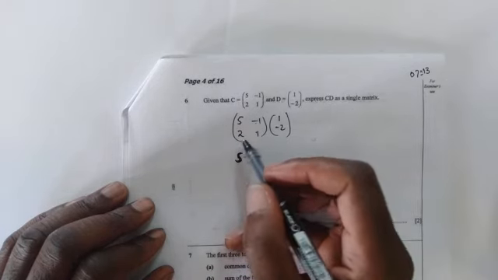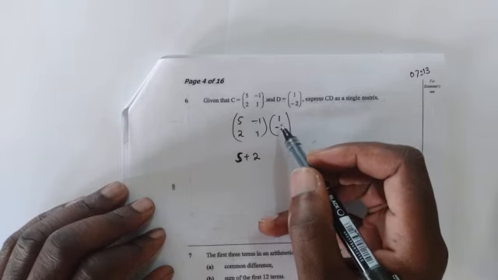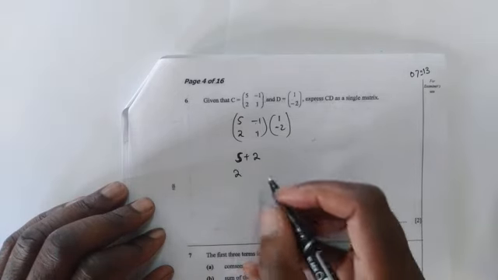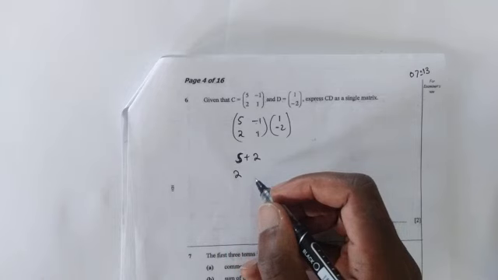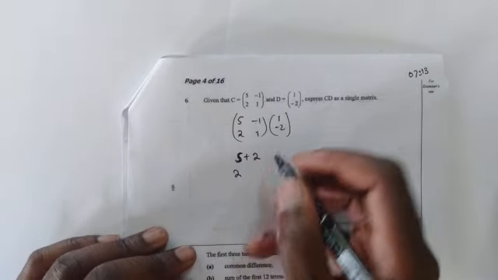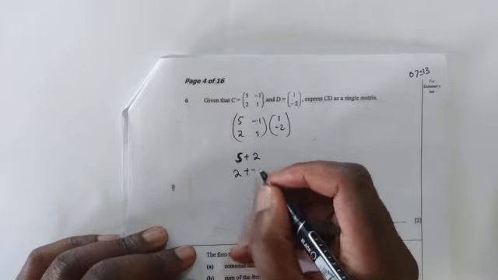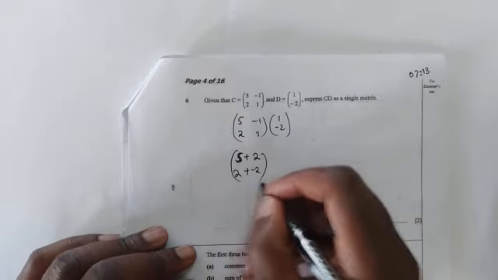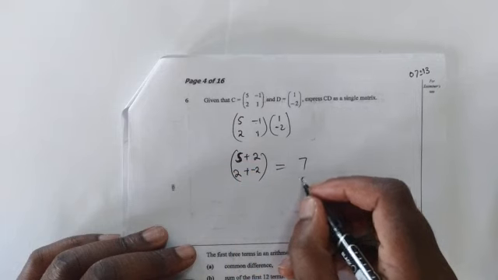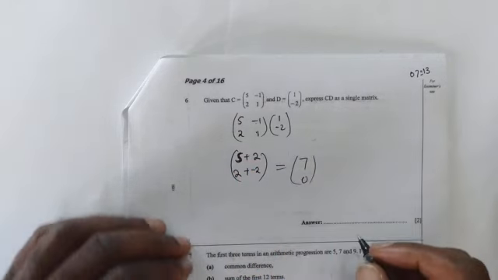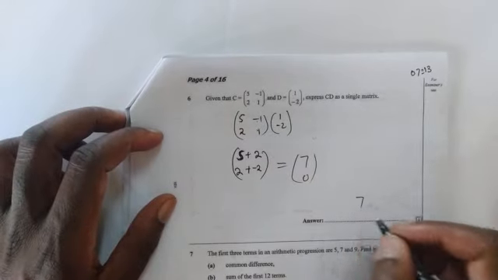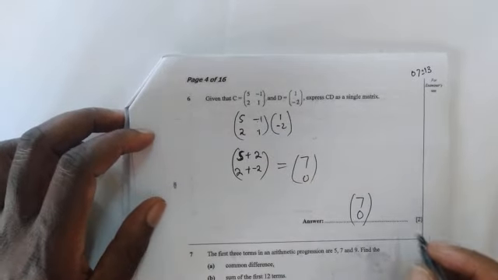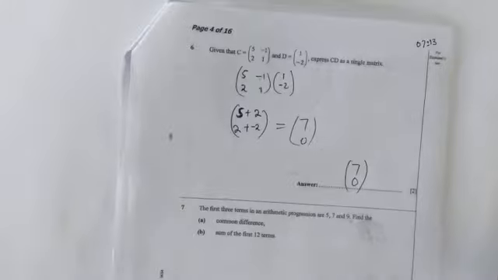Then we come to 2 multiplied by 1, this is going to give us 2. Then we continue, negative 1 multiplied by negative 2, this is going to give us negative 2. Then this is going to give us 7 and 0 here. So this is the matrix that we need to write here, 7, 0.